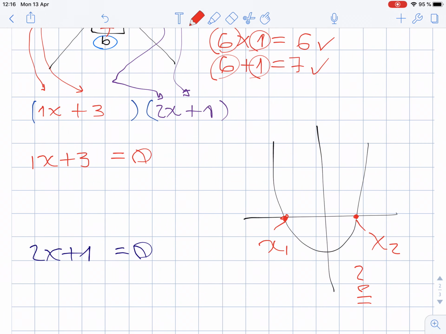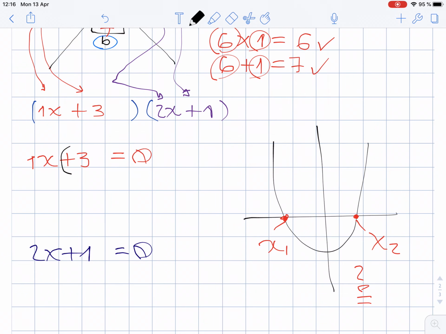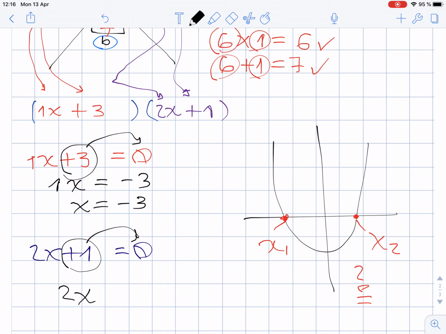Now, apply the opposite operation. In this sense, the number 3 that is adding passes to the other side to be minus. 1x equals minus 3. And in this case, x is equal to minus 3. For this case, for example, we have plus 1. Plus 1 passing to be minus. That is 2x equals minus 1.